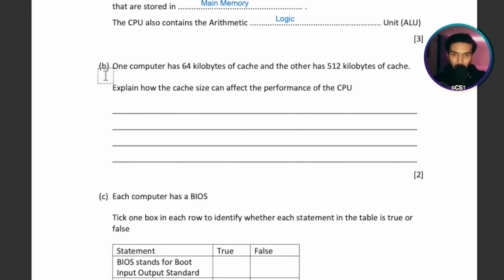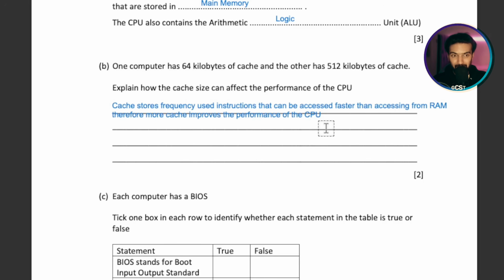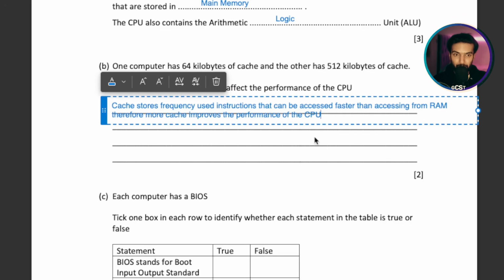But anyways, part B. One computer has 64 kilobytes of cache and the other has 512 kilobytes of cache. Explain how the cache size can affect the performance of the CPU. So what cache is, it stores frequently used instructions and is faster to access than going back all the way into RAM. You could think of it as onboard storage on the CPU. Therefore, having more cache improves the performance of the CPU.